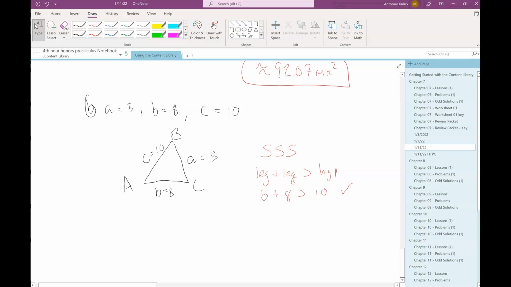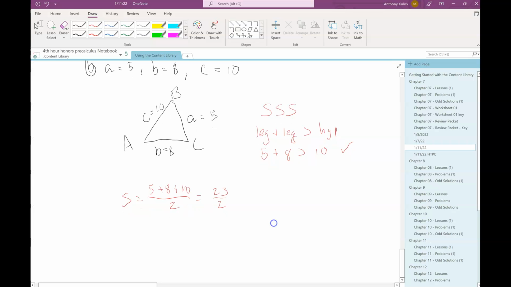Okay, so this is a possible triangle. So let's go ahead and apply Heron's formula. I'm going to first start by calculating s, which is 23 over 2. So my area is the square root of 23 over 2 times 23 over 2 minus 5 times 23 over 2 minus 8 times 23 over 2 minus 10.